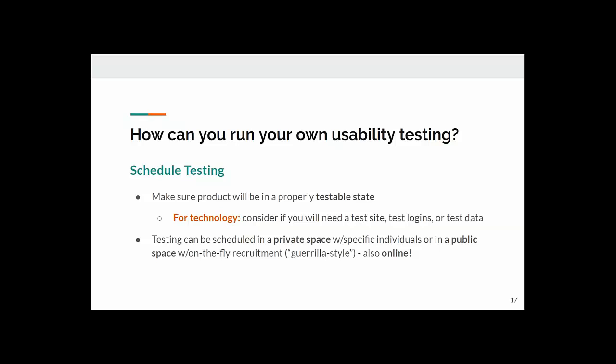And you can also do this online. There are a lot of paid services out there. You would go through the same process of writing out your test plan, and then when you get into these online sites, they'll ask you for some sort of URL that people can access, and then they'll ask you to give them your tasks.